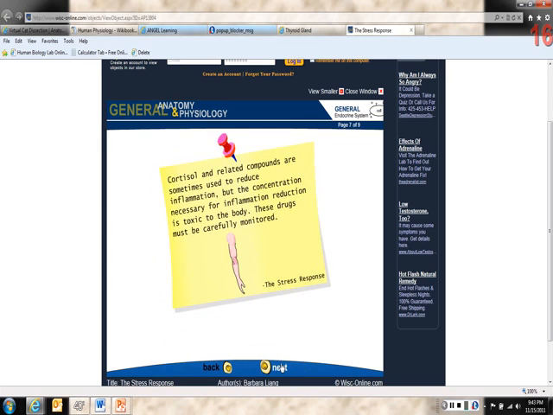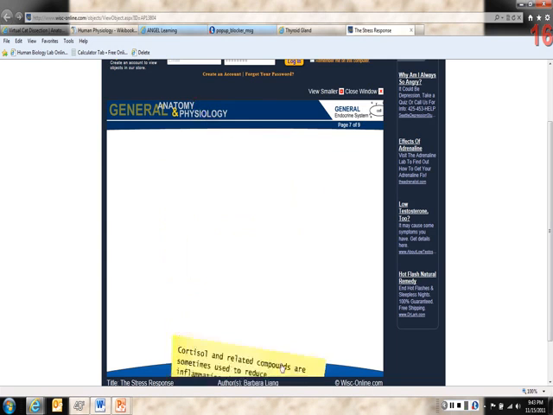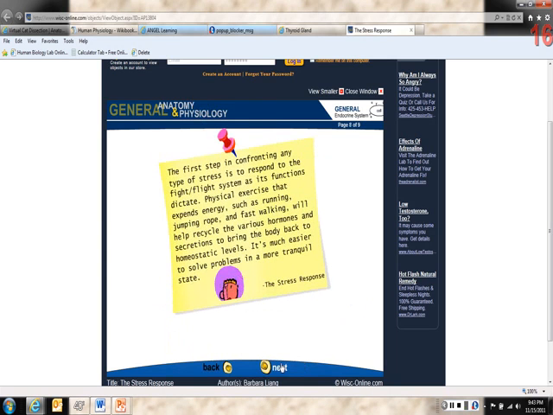Cortisol and related compounds are sometimes used to reduce inflammation, but the concentration necessary for inflammation reduction is toxic to the body. These drugs must be carefully monitored. The first step in confronting any type of stress is to respond to the fight or flight system as its functions dictate. Physical exercise that expends energy, such as running, jumping rope, fast walking, will help recycle the various hormones and secretions to bring the body back to homeostatic levels. It's much easier to solve problems in a more tranquil state.